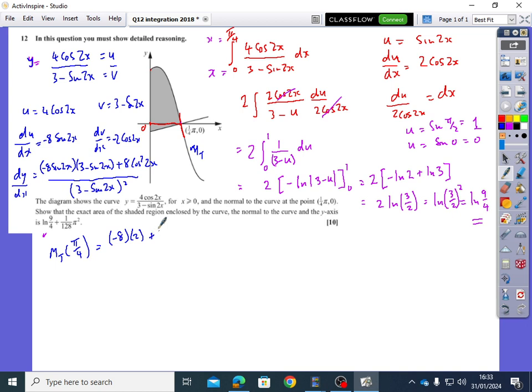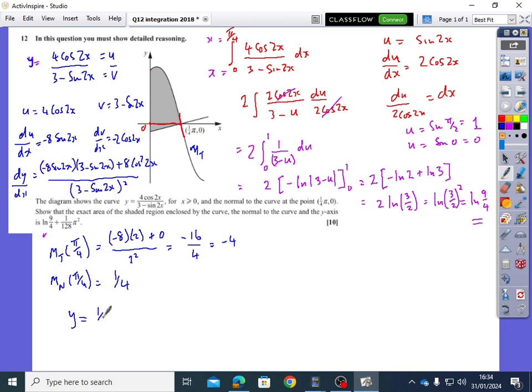so that's going to be plus, it's a minus minus, and cos of 90 is 0, so that's going to be 0, all over 3 take away 1 is 2, 2 squared, so that's going to give me minus 16 over 4, which gives me minus 4. So that's the gradient of the tangent. So the gradient of the normal at that point will be the negative reciprocal of that, so that'd be a quarter.